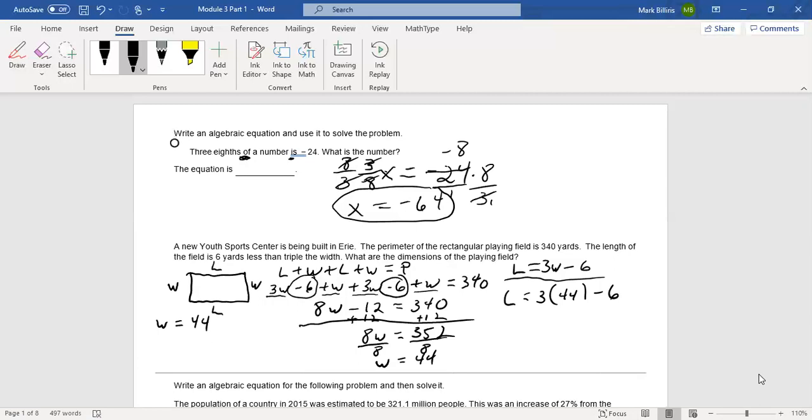So to find the length, we're going to take 3 times 44 and subtract 6. So 3 times 44 is 132. And 132 minus 6 is 126. So the length would then be 126. So keys would be to draw your figure, write down the formula, and then fill in the information given in the problem.